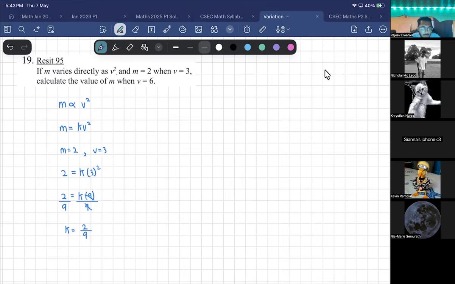Okay. So my next step? They said calculate the value of m when b is 6. We haven't finished yet. Take your time. So what I'm going to do is, k is equal to 2 over 9. Okay, you'll just have to say m is equal to 2 over 9 b squared. Right.